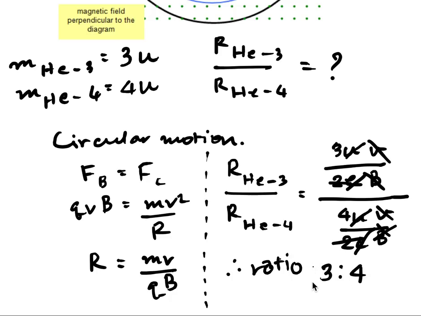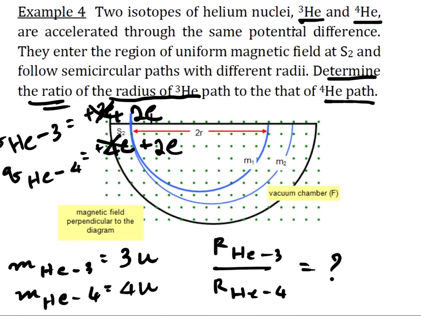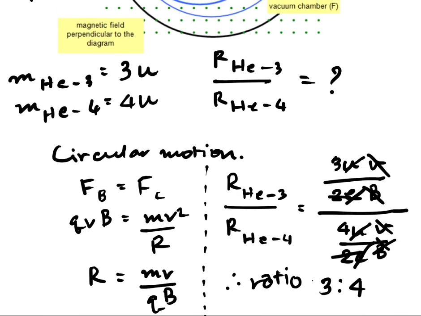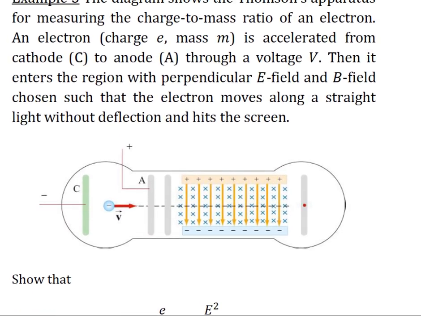Okay, so this is the principle of the mass spectrometer. When you have different types of nuclei undergoing circular motion within the magnetic field, you have a difference in the radius of the motion, so you can tell the difference in the type of your nuclei. Okay, and then we come to number 5.